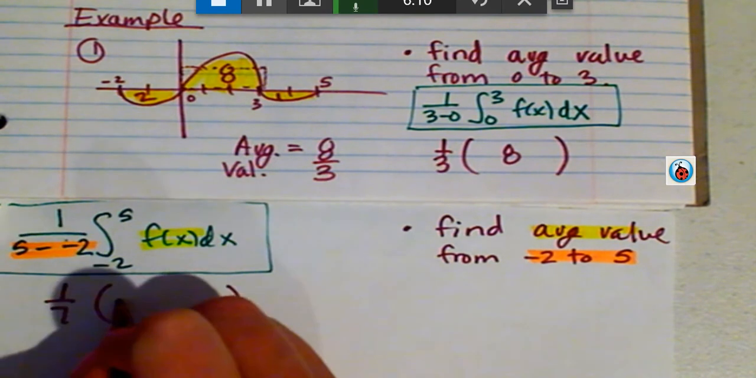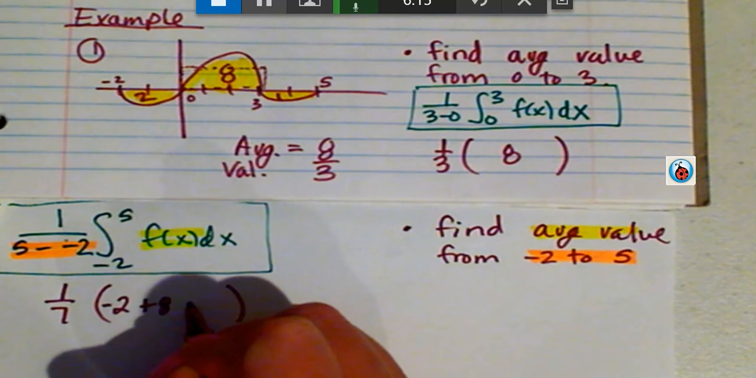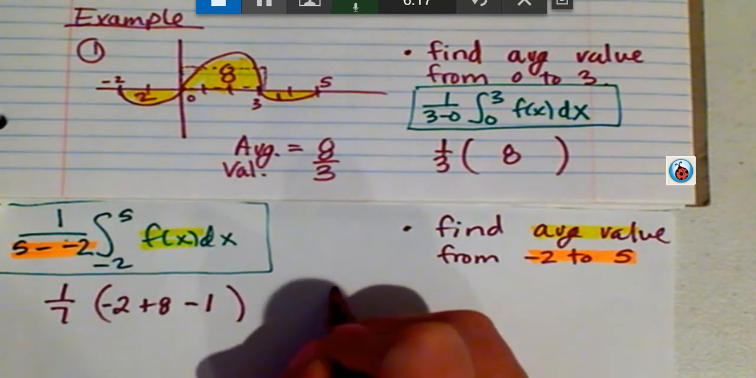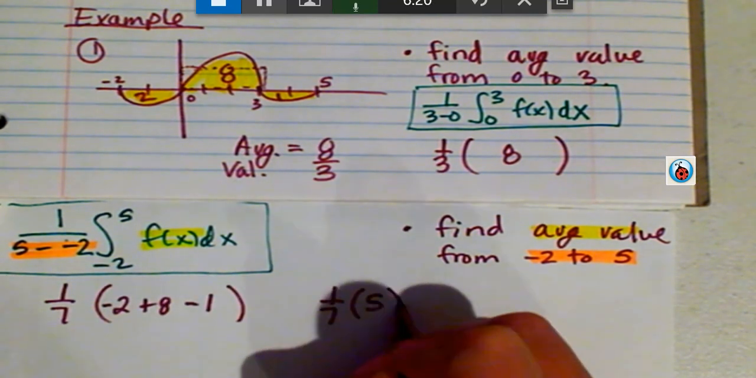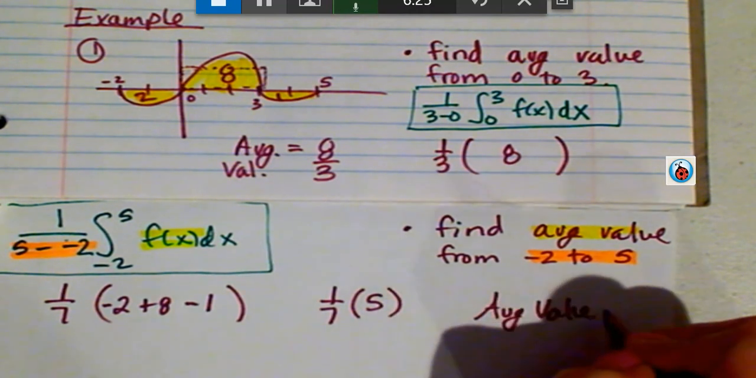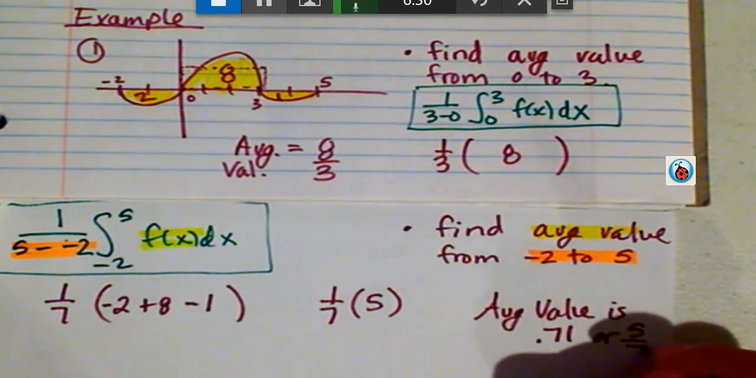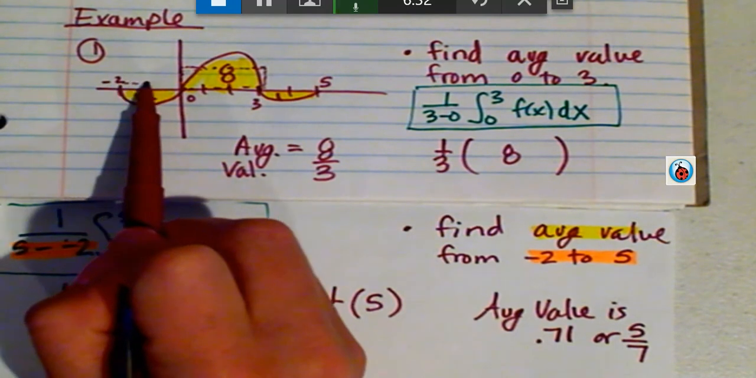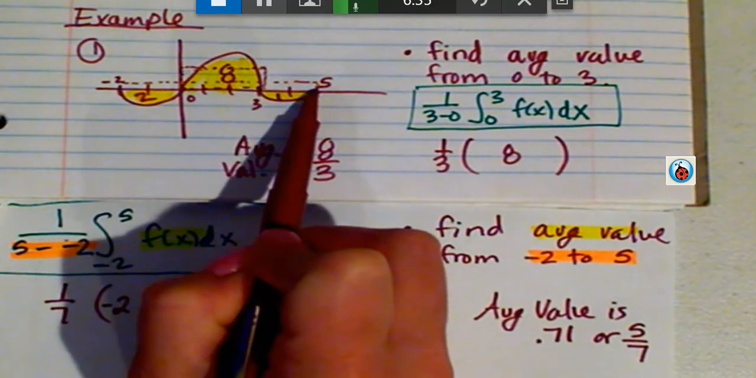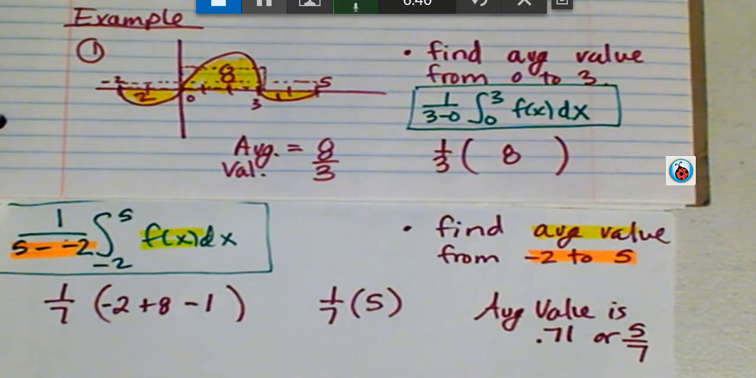1/7, and that's from -2. Notice that it's the sign area, +8 minus 1. So this is 1/7 times 5. So the average value is 0.71 or 5/7. Notice that all of this negative area brought that rectangle much smaller. All right. Nice job.